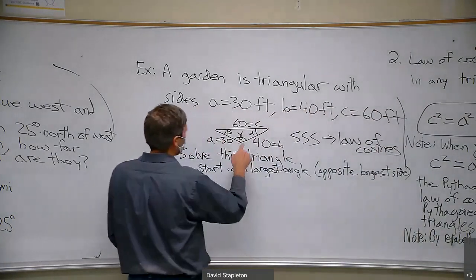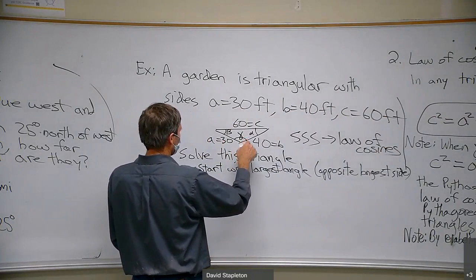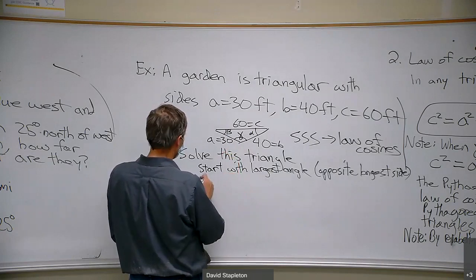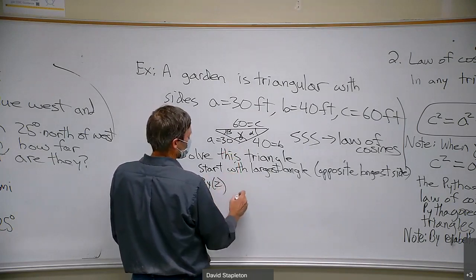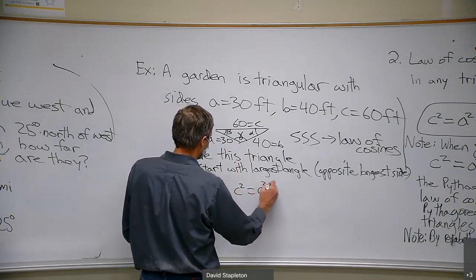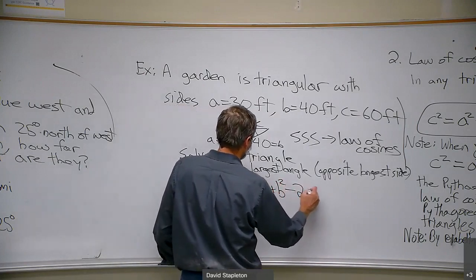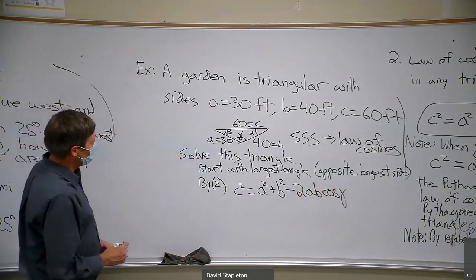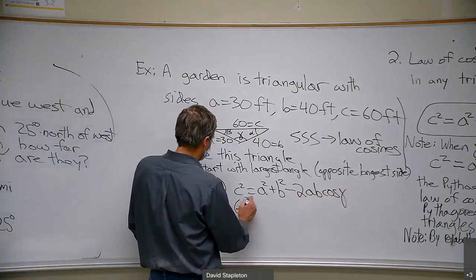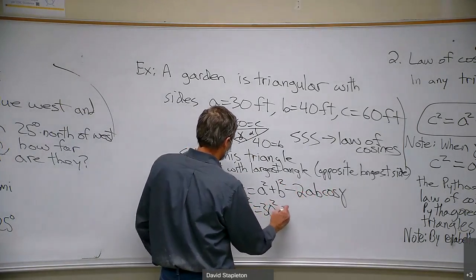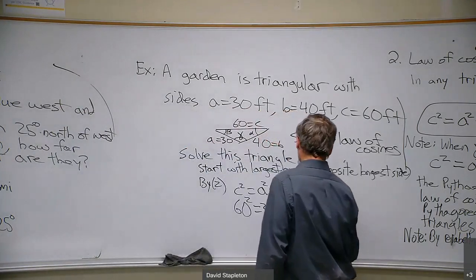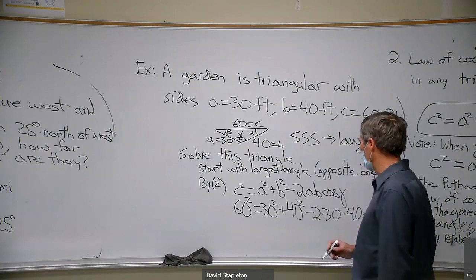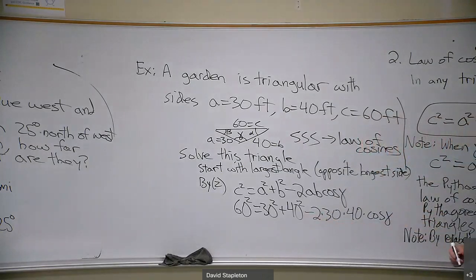So if I want to solve for the largest angle gamma, then I need to use the law of cosines that has gamma in it. All right, C squared equals A squared plus B squared minus 2AB cosine C, or gamma. Now let's see, 60 squared equals 30 squared plus 40 squared minus twice 30 times 40 cosine gamma. And sure enough, with the law of cosines, I know every number but gamma, so I can solve this for gamma, right?